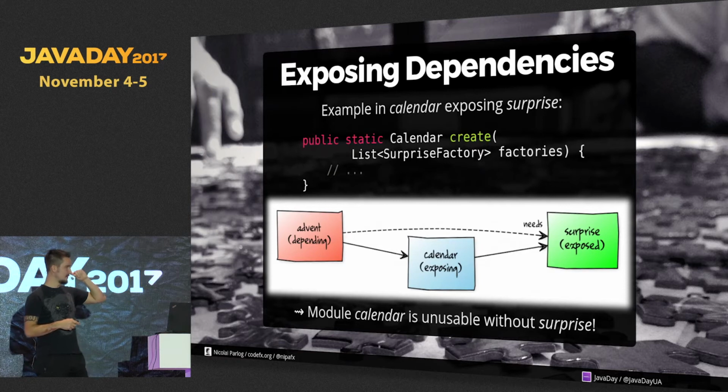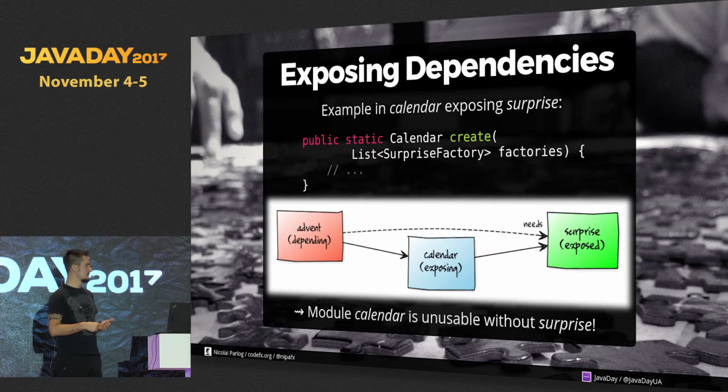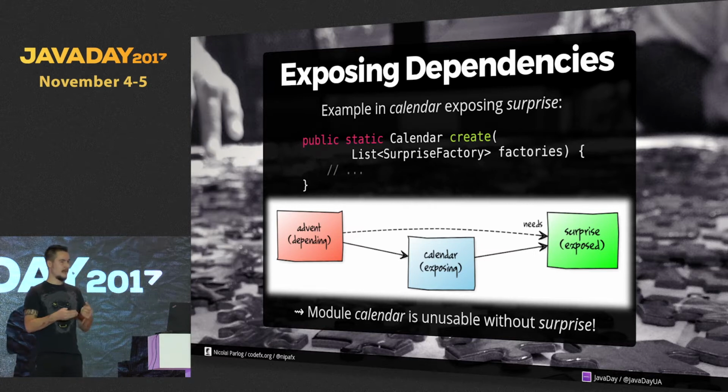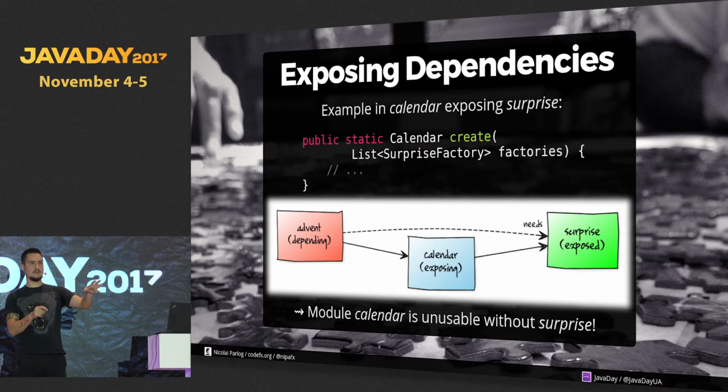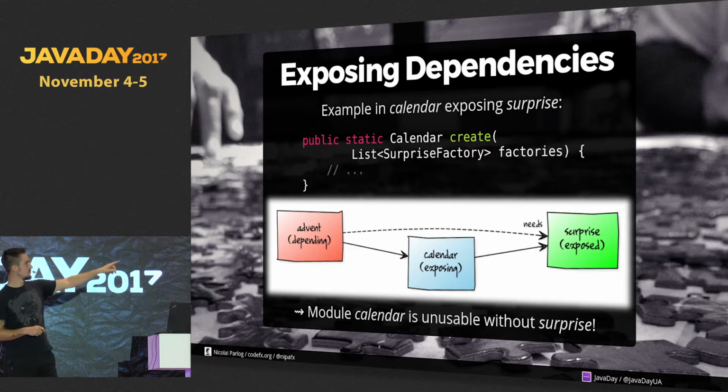As another example, we'll use the application that we just looked at. So the calendar factory, which is in the calendar module, has a static factory method create. And as input, it takes surprise factories, which come from a different module. So that means everybody who wants to use calendar needs to read surprise. The calendar module is not really usable without reading the surprise module. So in the image below, you can see that Advent, for example, would have to read surprise in order to use this method. Otherwise, it could not use surprise factory.